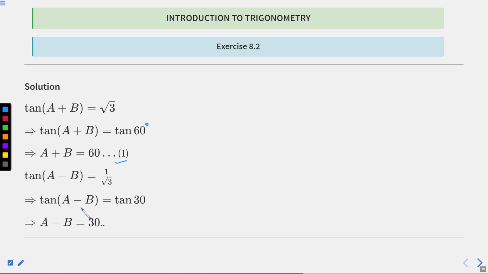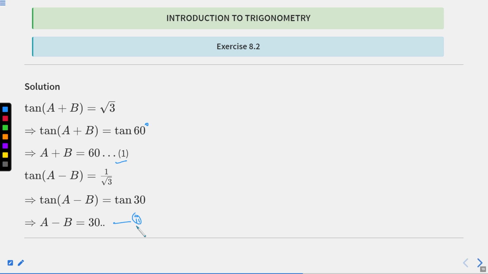For the second equation, tan of A minus B is equal to 1 by root 3, and we know the value of tan 30 degree is equal to 1 by root 3. If we replace 1 by root 3 by tan of 30 degree, we get tan of A minus B equal to tan of 30 degree. It implies A minus B is equal to 30 degree. Naming this equation number 2.